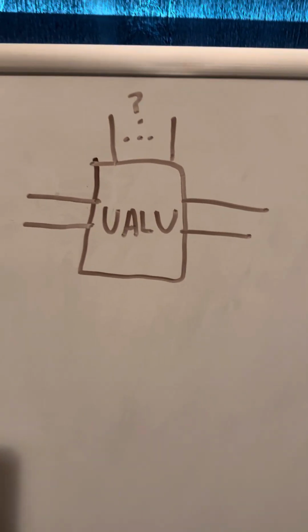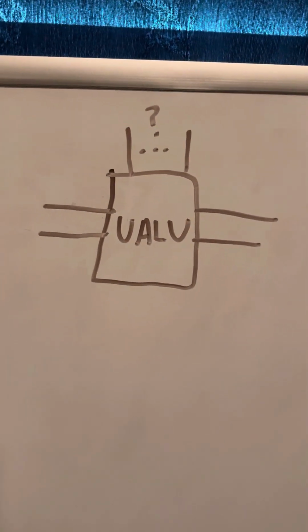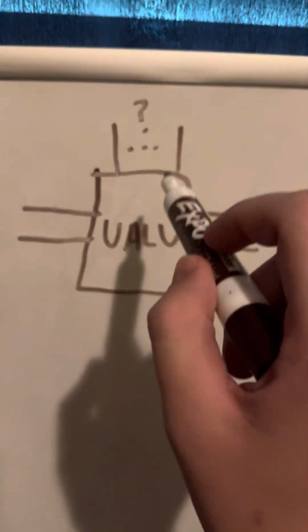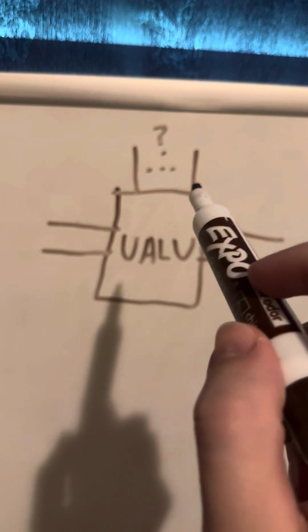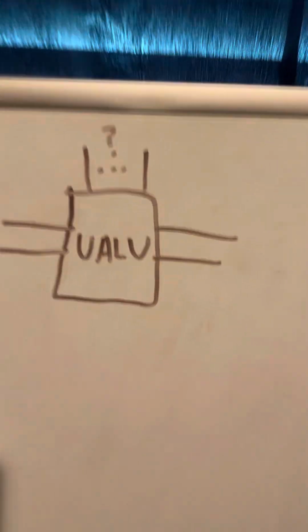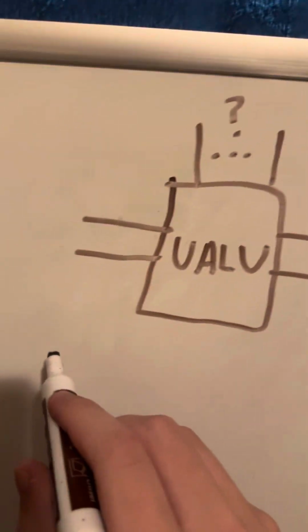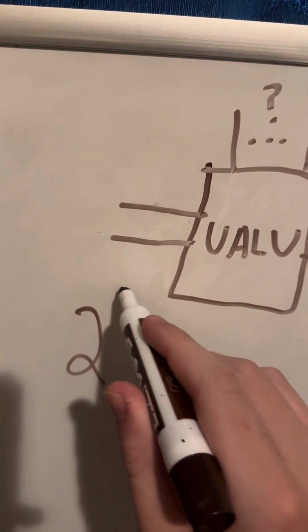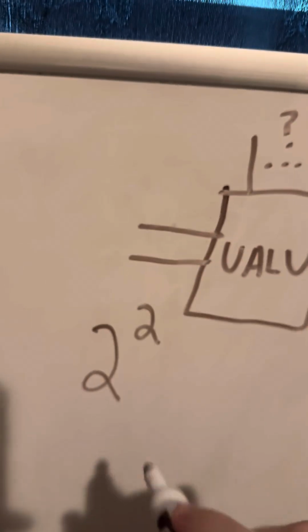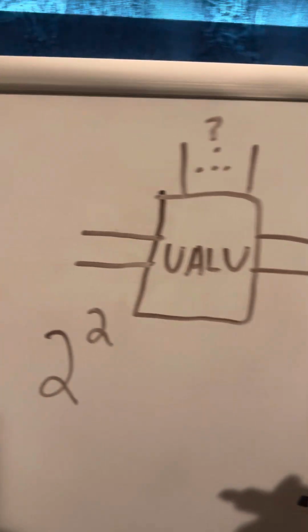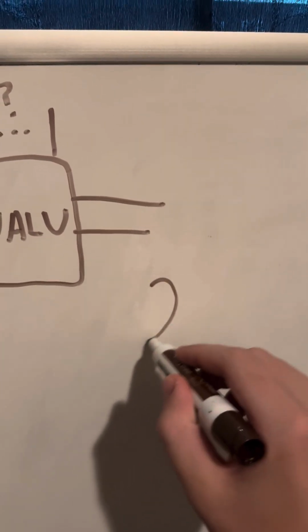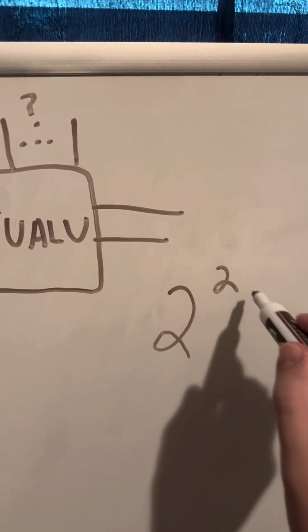Let's say we have an ALU with 2 inputs and 2 outputs, and we want to figure out how many possible functions we can use to map any 2 inputs to any 2 outputs. So we have an input space of 2 to the 2, because it can either be 0,0, 0,1, 1,0, or 1,1, which is 4 combinations. And then we have an output space of 2 to the 2.